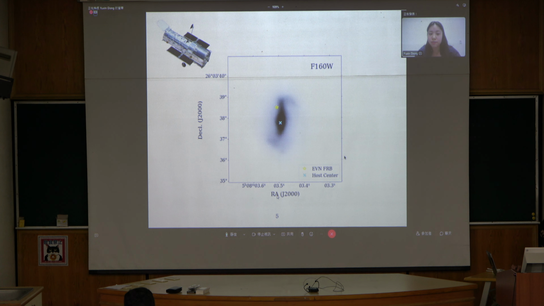So just to put a face to the name, this is an HST image from our new program in the infrared of the barred spiral galaxy that I had previously mentioned. We see that the bar structures extend from the nucleus with the spiral arms winding and connected to the bars. The host center is marked as this blue cross, and then the FRB localization from the European VLBI Network, or EVN, is marked in this yellow star. We'll revisit this a little bit later.